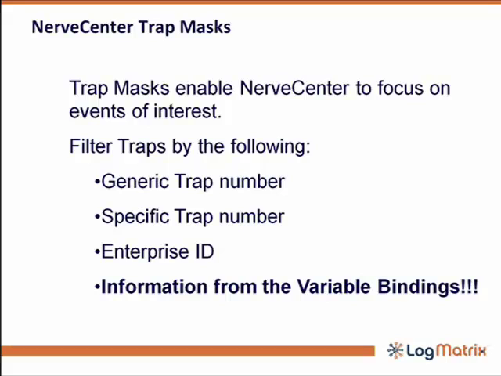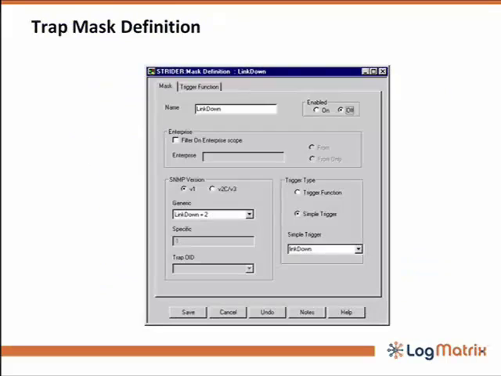Or I can simply write a trap that says if any device on the network emits a link down, it's a trap that I want to hear. So we can filter very generically or extremely specifically. Depends on how you want to use the information. Let's take a look at how this is done.